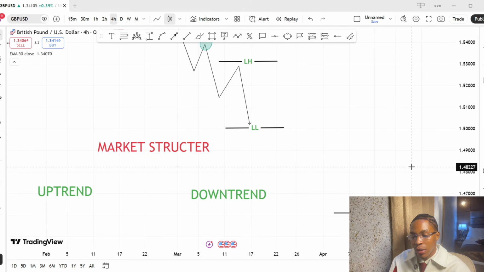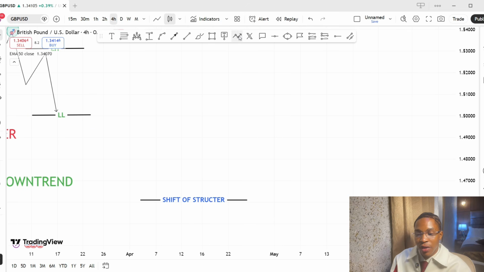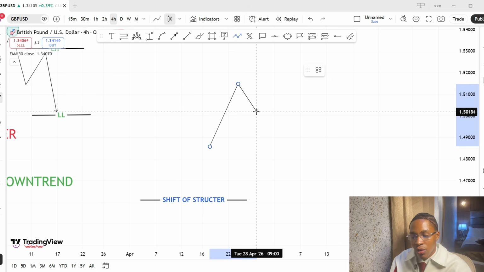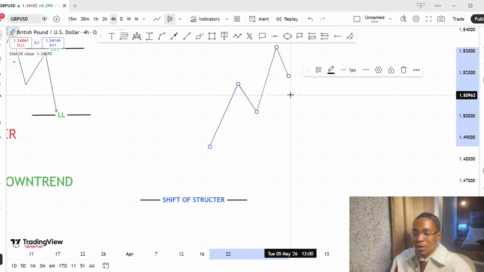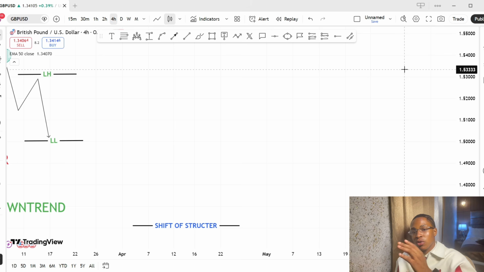As you can see here, I've marked up the shift of structure. You might be asking yourself, what is a shift of structure? A shift of structure is when we stop going up and start going down. Just like any other thing, we cannot continuously go up, because we're trading forex pairs, GBP versus the United States dollar. GBP might be stronger for a certain period of time, gaining strength, creating higher highs and higher lows. But at a certain point in time, the USD will gain strength and we'll have a shift of structure. So for example, when we're in an uptrend and then we shift from going up to going down, that's why it's called a shift of structure.